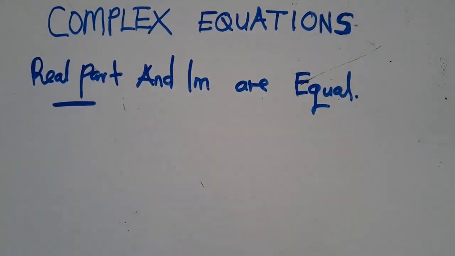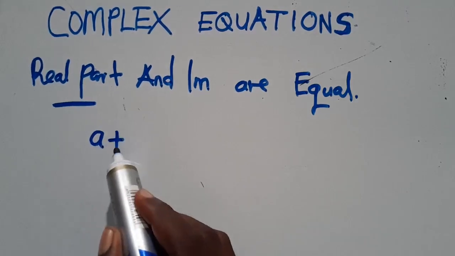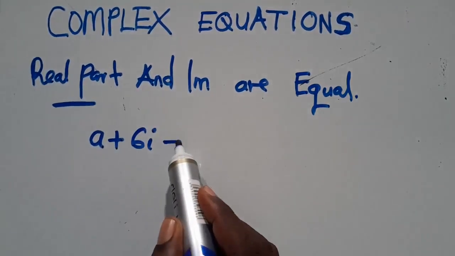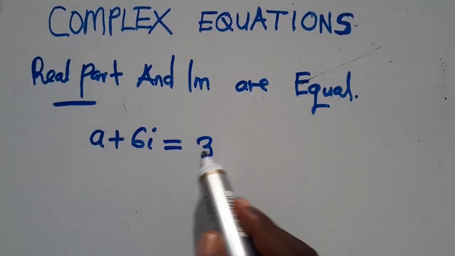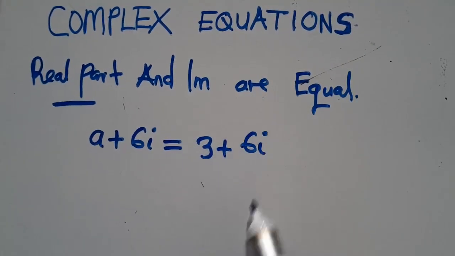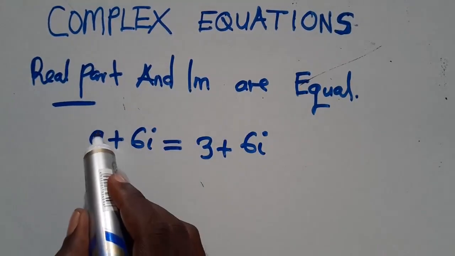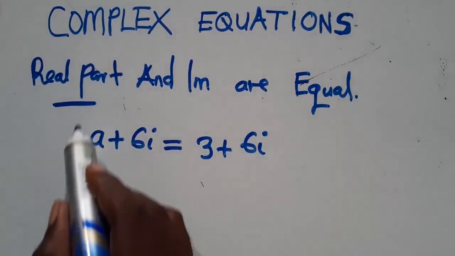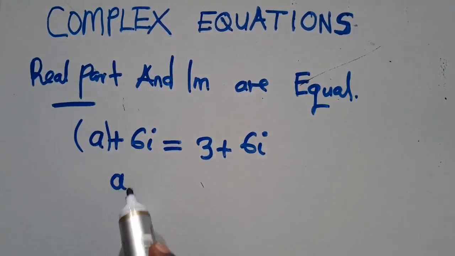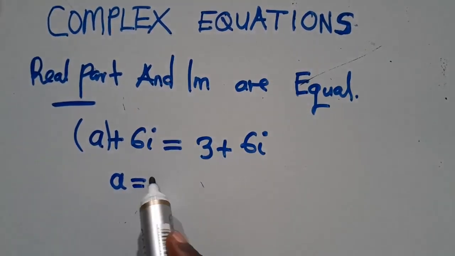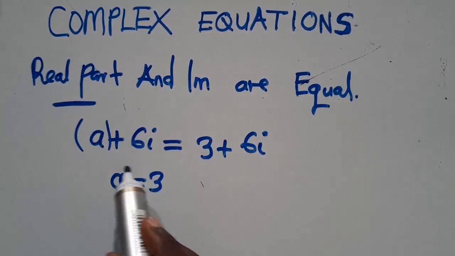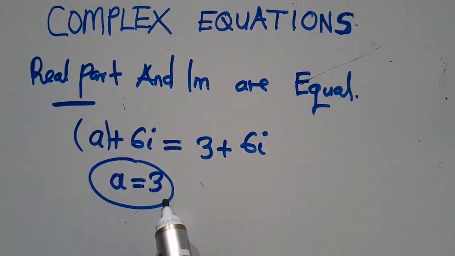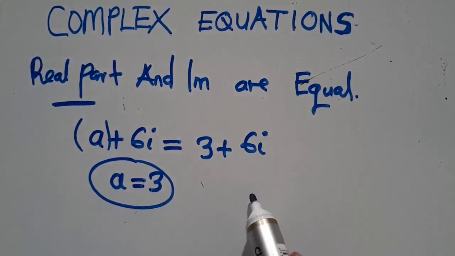Each time two complex numbers are the same, it means that even the real part and the imaginary part are also equal. For example, when you have, let's say, a plus 6i, equal to 3 plus 6i, you are told to find the value of a. How can you find the value of a? This is the real part here. So real part a is equal to, what is the real part this side? It is 3. Meaning that a is equal to 3. This is what you need to understand.